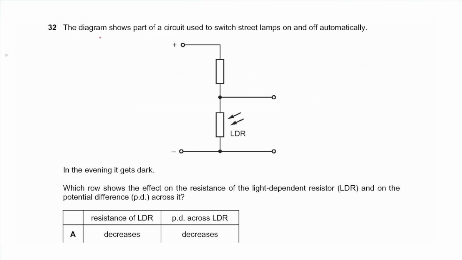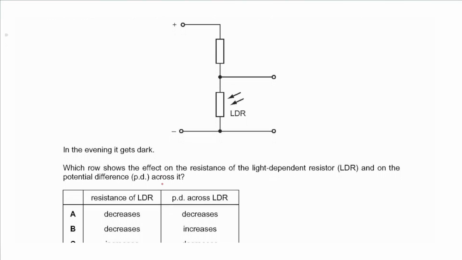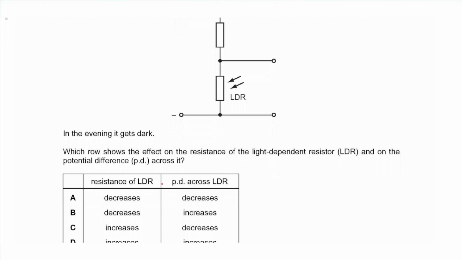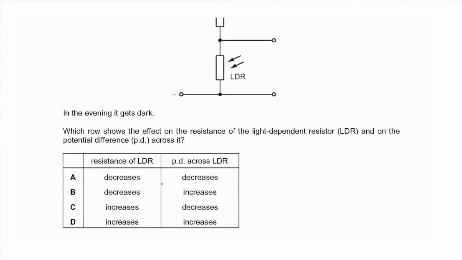Question 32 says the diagram shows part of a circuit used to switch street lamps on and off automatically. In the evening, it gets dark. Which row shows the effect on the resistance of the light-dependent resistor and on the potential difference across it? So in a potential divider, we have the voltage proportional to the resistance. So if a resistance decreases, its voltage decreases, and vice versa. When it gets dark, though, the LDR resistance actually increases. When light decreases, the resistance of the LDR increases. So the voltage across it will increase in the potential divider. So the answer here is D.